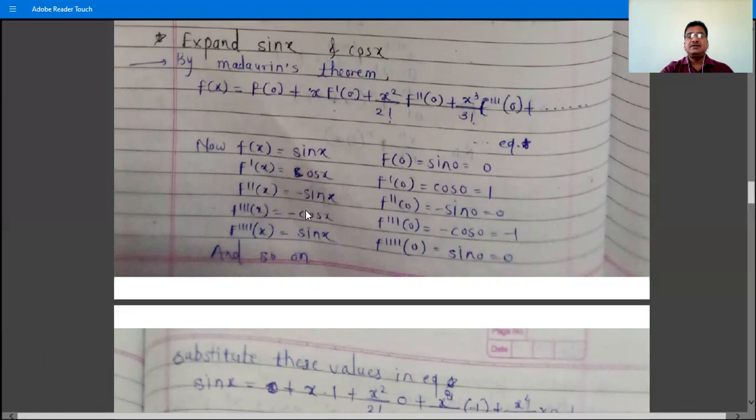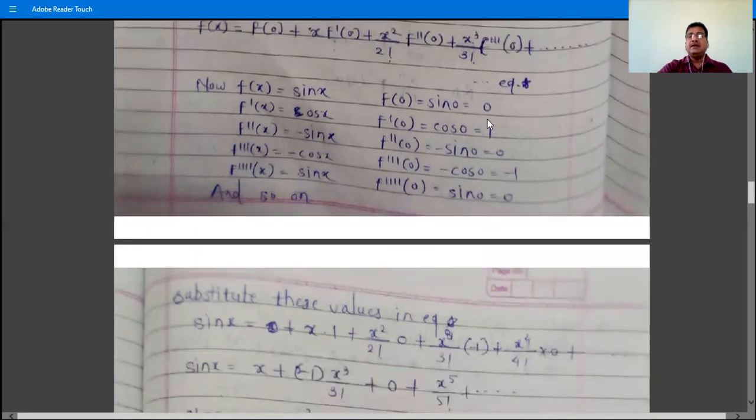Then f'''(x): the derivative of minus sin x is minus cos x. And the value at 0 is what? Minus cos 0, that is minus 1. And then the fourth-order derivative f⁗(x): the derivative of minus cos x is plus sin x, because minus minus becomes plus. And then the value at 0 is sin 0, which is 0, and so on. So we have the values 0, 1, 0, minus 1, 0, 1, 0, minus 1, 0, 1, 0, minus 1 in this way.